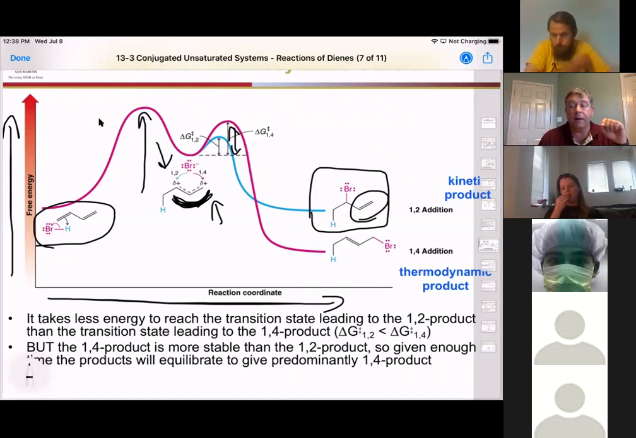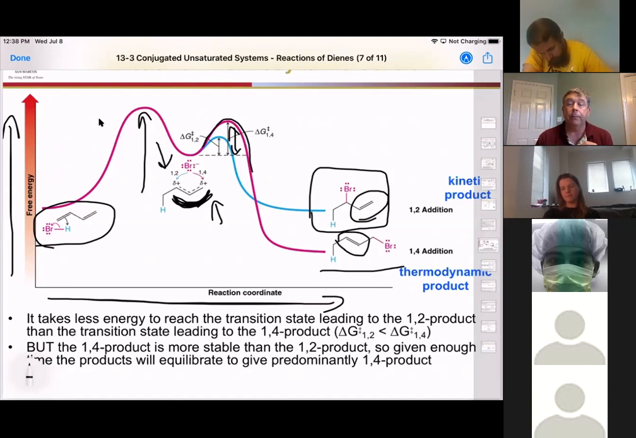However, if we add a little extra energy right here, we actually end up with the 1,4 addition product. Now the 1,4 addition product has a disubstituted alkene. Disubstituted alkenes are more stable than monosubstituted alkenes, and therefore it has less stored energy, and it is the thermodynamic product because it's the more substituted double bond.